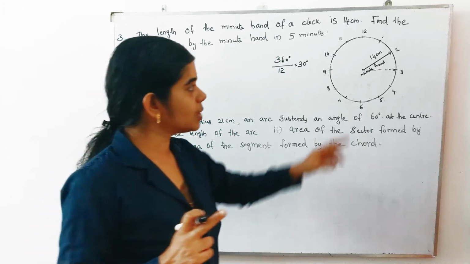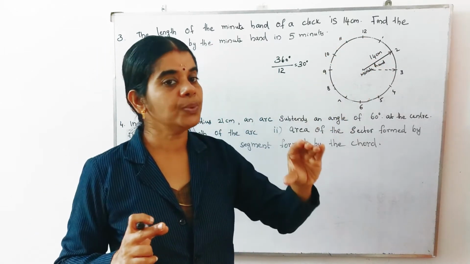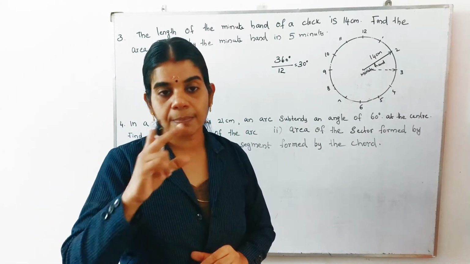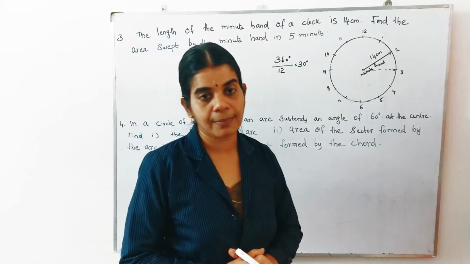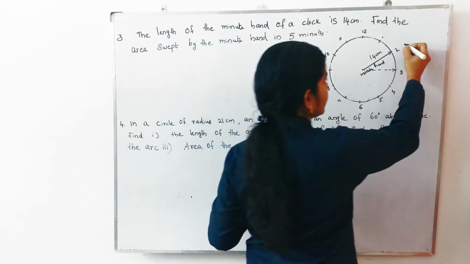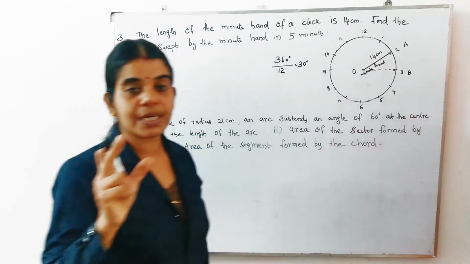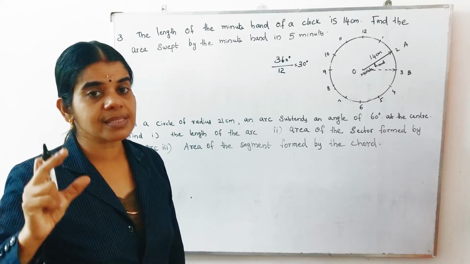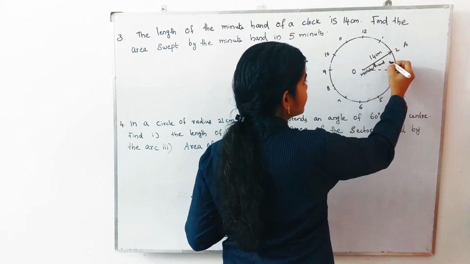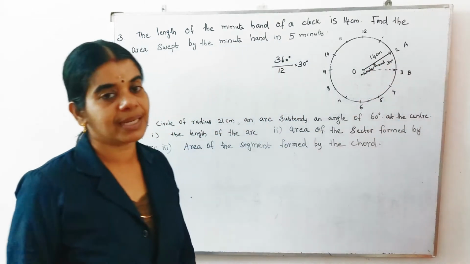5 minutes. You already know that 12 to 1 will be 5 minutes, and 1 to 2 also will be 5 minutes. So in 5 minutes, the minute hand moved by 30 degrees. Marking A, O, B here, you already know that AOB is a sector of a circle. You also got the angle: this angle is 30 degrees. Then 3 to 4 also will be 30 degrees.